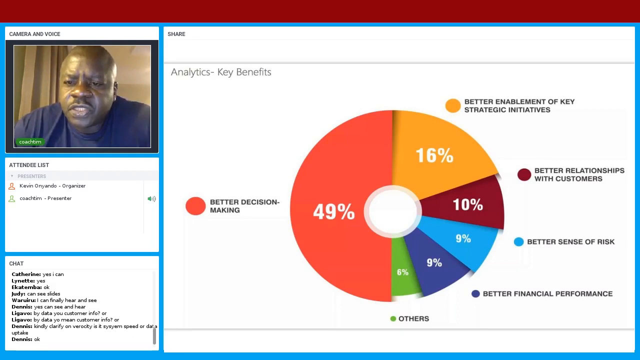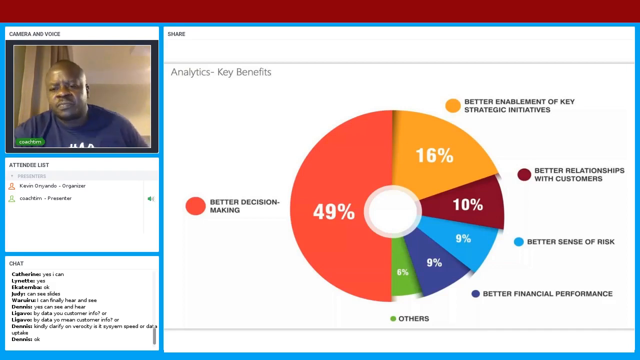Better enablement of key strategic initiatives ensures that you're able to leverage data to give birth to new products. Then the 10% is about relationship with customers. The biggest pain point that most businesses have is customer attrition. We have data about our customers, and we need to leverage that data to make the experience with customers better. Then you have a better sense of risk.